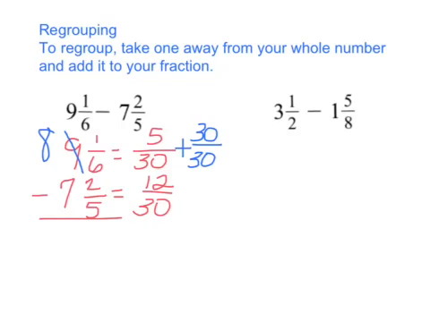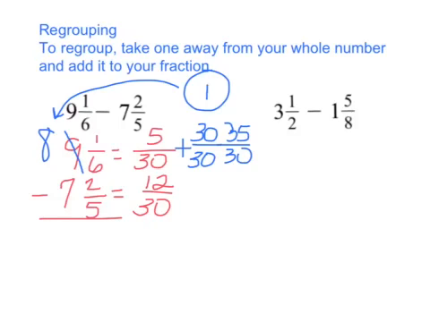30 over 30 is the same thing as 1 whole, the one that we borrowed. You just make it look like a fraction. So now on top, we end up with 35 over 30. I now can subtract 35 and 12. You've just made that fraction look different. You have not changed the value of any numbers. But now I can subtract.